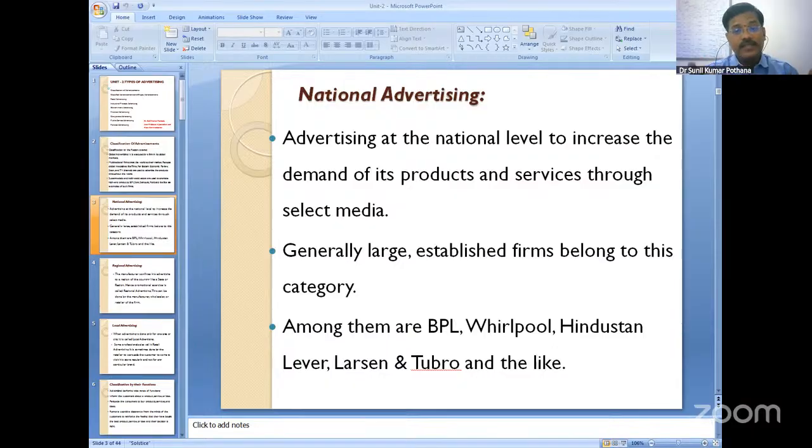So the product is supplied all over the nation, in our nation India, in all places. An electronic product is supplied even in Assam and in Kerala, in places of Kashmir, Tamil Nadu, Manipur, and Maharashtra. So all those products need national level advertising.